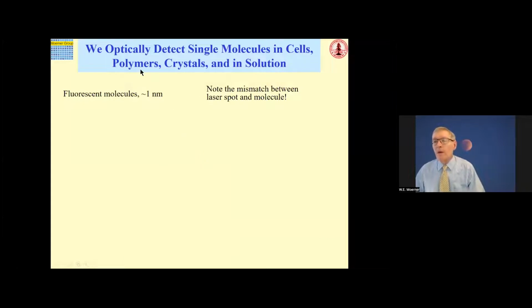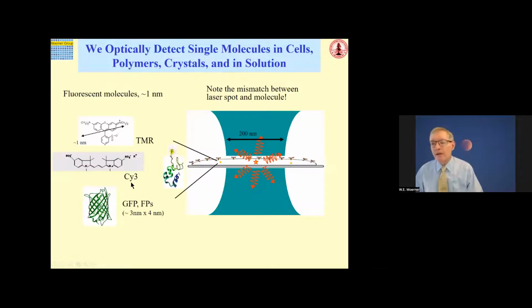Okay, so that's how we optically detect single molecules. And it can be done in cells or polymers and crystals or even in solution. Let's look at this a little bit more closely, though, just to see the spatial scales involved. Our molecules are either rhodamine dyes or cyanine dyes or even these things called fluorescent proteins, green fluorescent proteins. In general, if you want to look at a protein that's not itself fluorescent, you will attach the fluorescent molecule to the protein of interest.